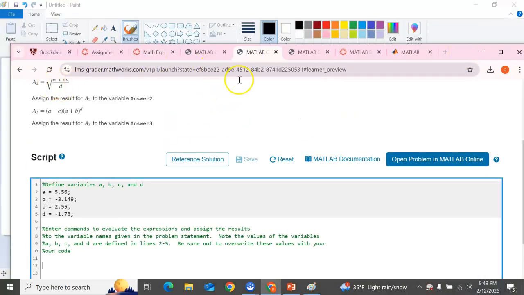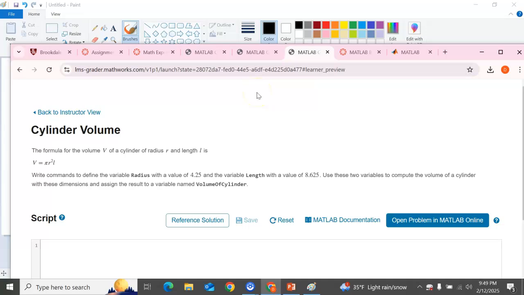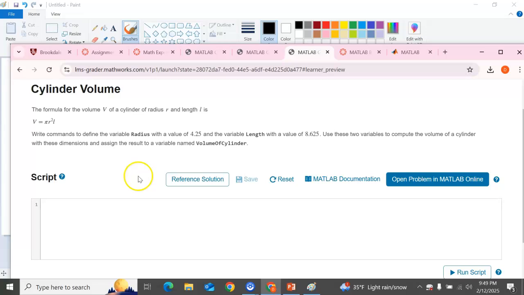Okay. And then the third one is we're creating a program that will get the volume of a cylinder. The volume of a cylinder is the area of the circle that comprises the cylinder multiplied by its height, or its depth. So the volume is going to be equal to pi r squared times the length. We have a radius of 4.25. The length, I would call it the height, but they call it the length, of 8.625.